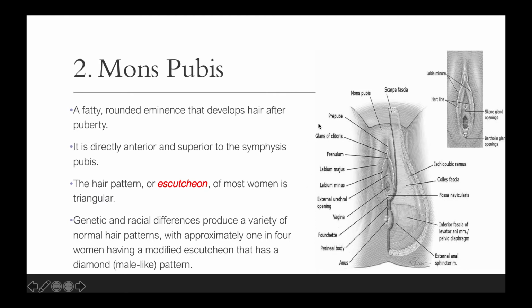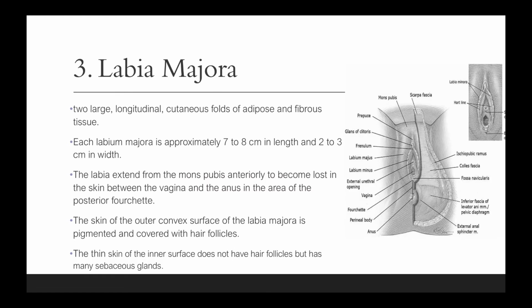Second is the Mons Pubis. So the Mons Pubis is this area here, that fatty rounded eminence that develops hair after puberty. So it is directly anterior and superior to the symphysis pubis. The hair pattern, or what we call the escutcheon, of most women is triangular. Genetic and racial differences produce a variety of normal hair patterns, with approximately 1 in 4 women having a modified escutcheon that has a diamond or male-like pattern.